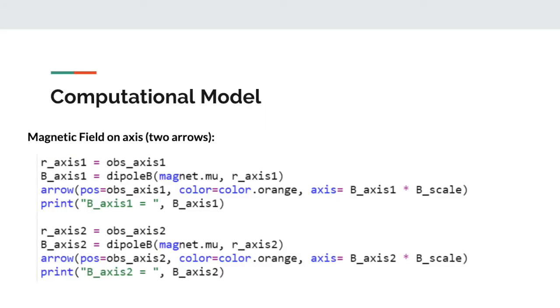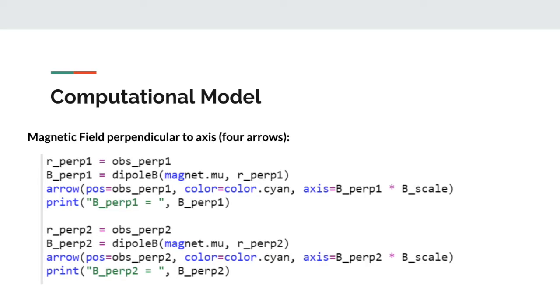To solve for the magnetic field computationally, I first found the magnetic field on the axis by using the code for the magnetic moment and the magnetic field. I then did the same thing to plot 4 arrows representing the field perpendicular to the axis, just using R-perp and B-perp instead of R-axis and B-axis.